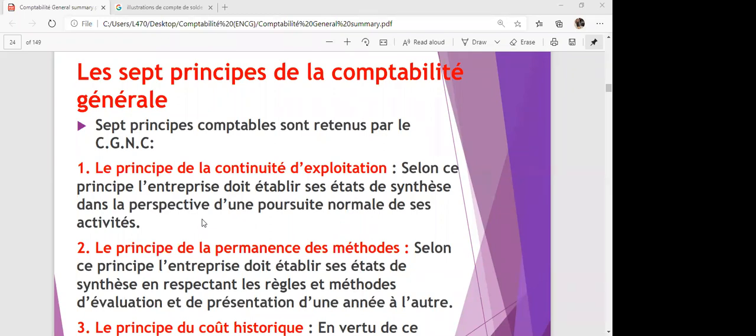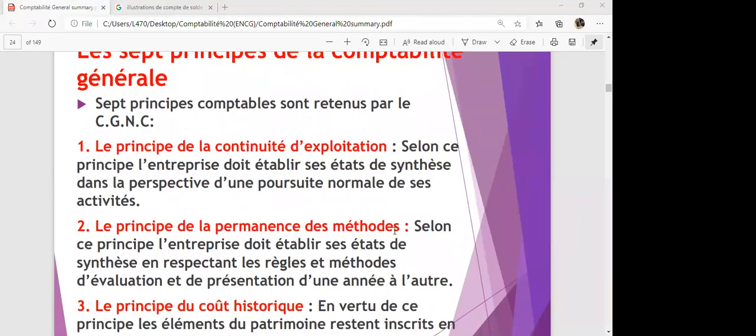Then the second one, it says le principe de permanence de méthode. It reads, selon ce principe, l'entreprise doit établir ses états de synthèse en respectant les règles et les méthodes d'évaluation et de présentation d'année à l'autre. An explanation for this one is, when we have an accounting transaction this year, for example, I sell some goods, I will record that as sales. In the following year, if the same transaction were to happen, I am supposed to record it as sales as well. I'm not supposed to find a new name for it or anything like that.